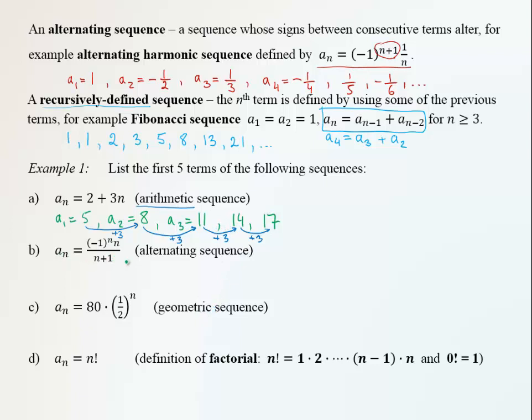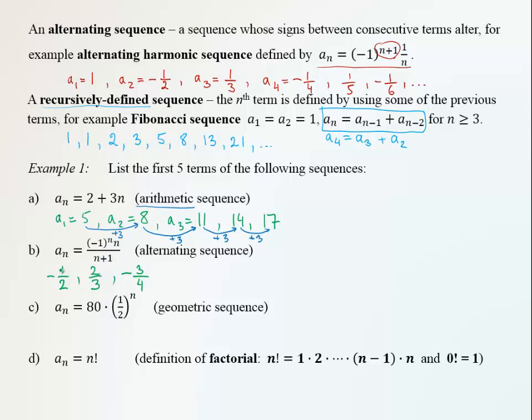The next example, this is an example of another alternating sequence. So the sign will change. The sign is hidden in this power of -1. Okay, so if n is 1, we have a negative sign, and we have 1 over 2, so we have -1/2. If n is 2, then the sign becomes positive, and we have 2 over 3, so it's positive 2/3. If n is 3, again we have a negative sign, and it's 3 over 4, -3/4.